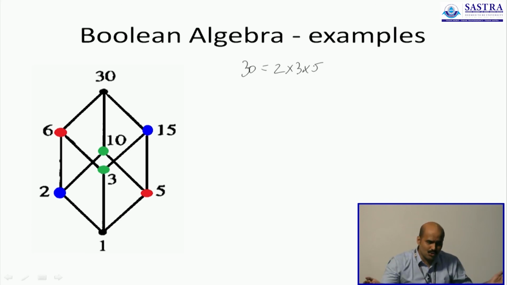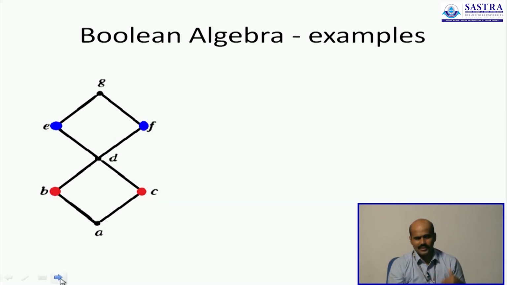And look at how many elements you have. You have 1, 2, 3, 4, 1, 2, 3, 4. You exactly have 8 elements. So it is isomorphic to B3. B3 will have 2 power 3 elements. So this will definitely form a candidate which can become a Boolean algebra, unlike the previous 2 examples. This is even worse.